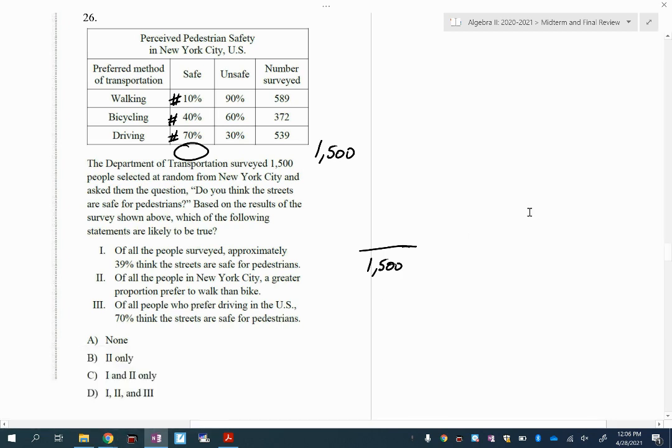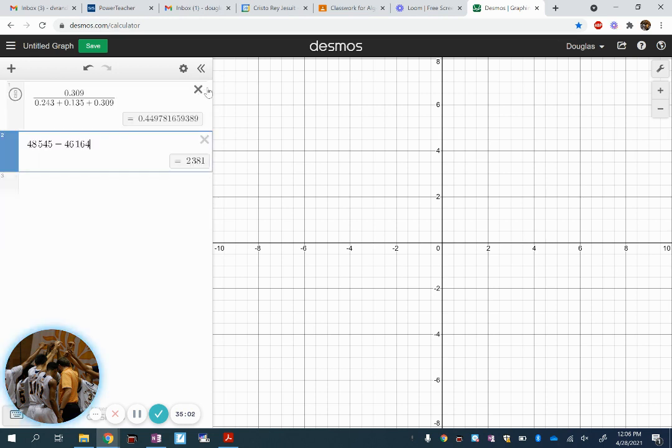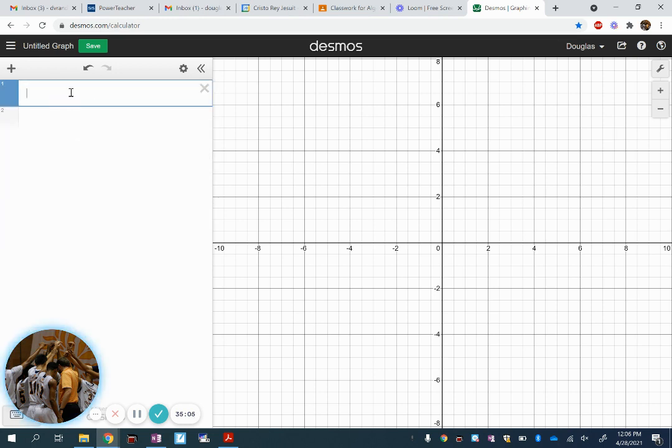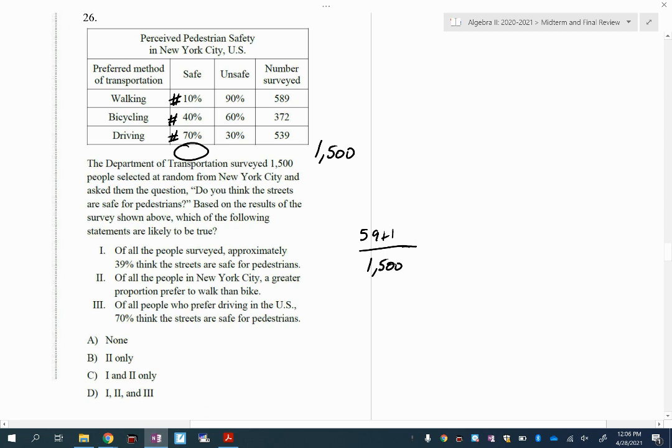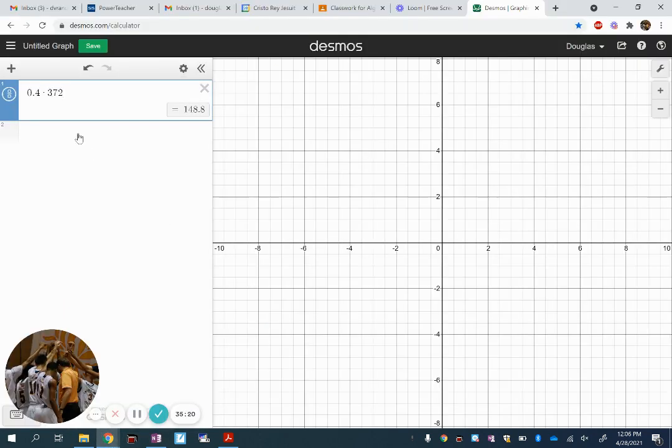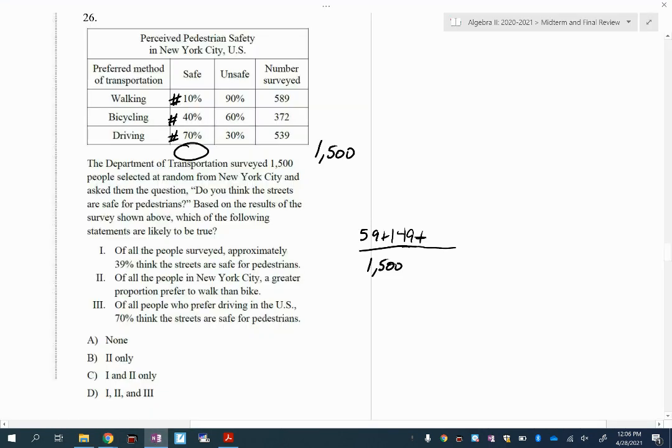So I actually know that once already now. So that's 59. Plus 40% of 372. I'm going to use the calculator to help me with that one. 40% of 372. So that's 149, right? We can't have 0.8 of a person. So 149 plus, I need 70% of 539, which is 377. Again, just rounding here. If you didn't round, you'd still get the right answer.